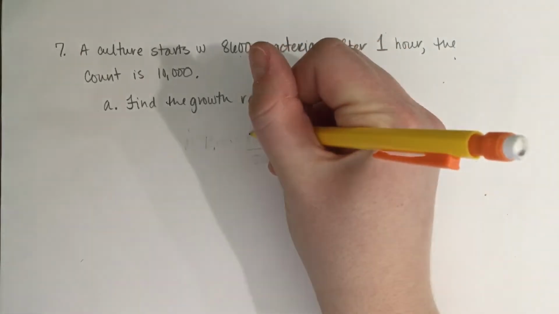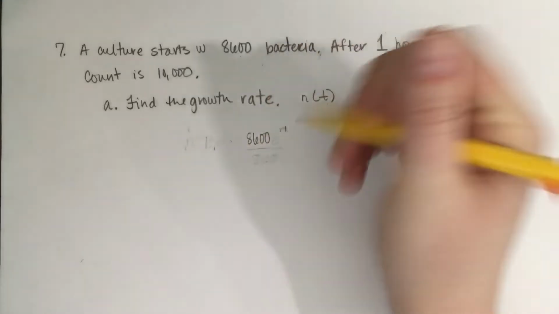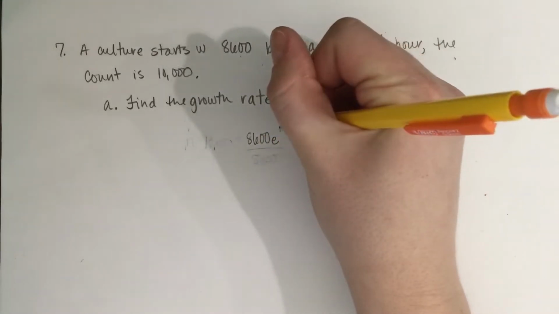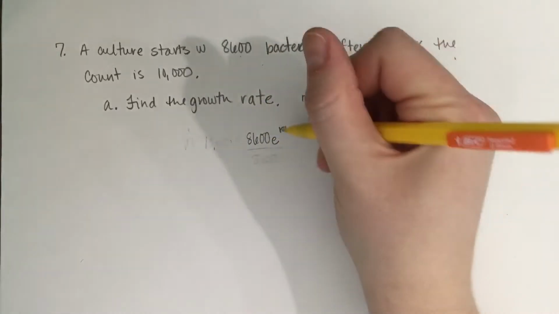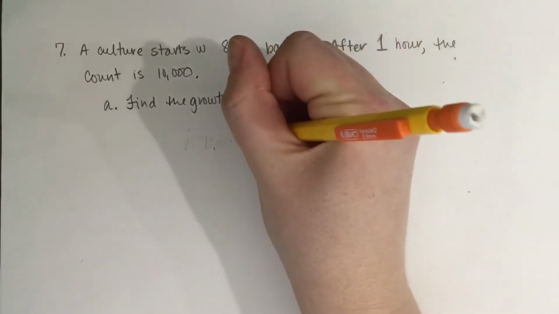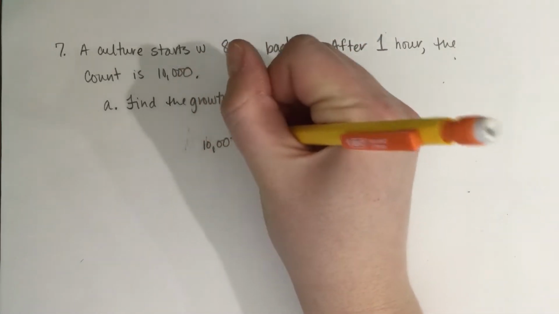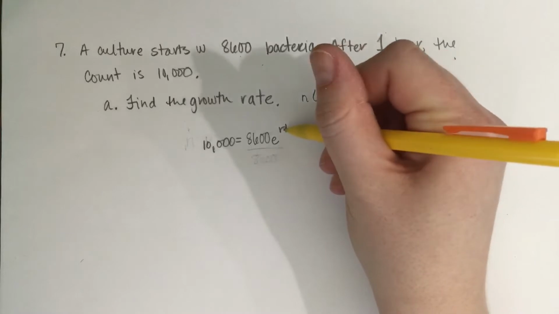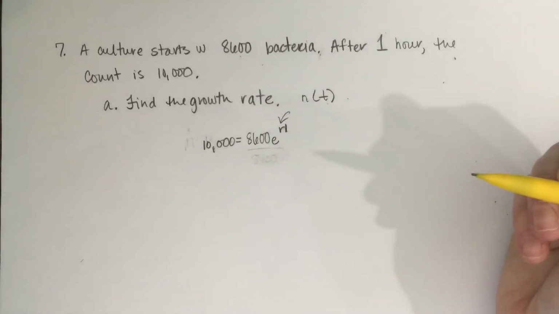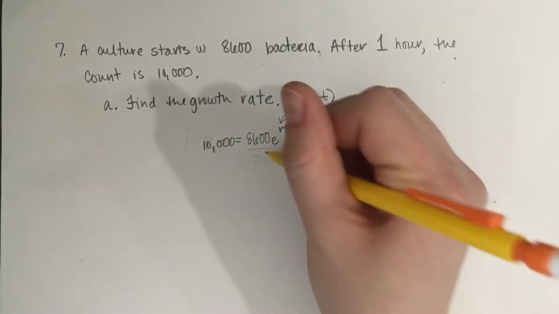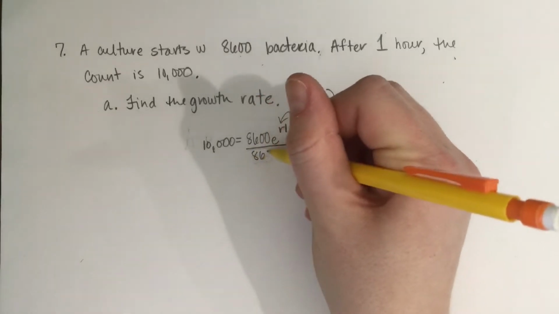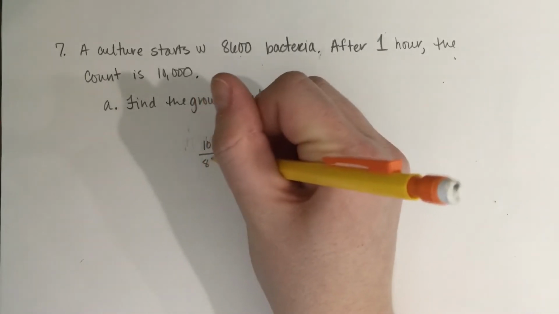So as we go to do this, we know we're starting off with 8,600 bacteria, and then we're not sure what our rate is yet, but after 1 hour, we know that it's going to be 10,000. So we're going to have to solve for r, and it's in our exponent, so that should be the big clue to you guys that you're probably going to need some logs for this problem.